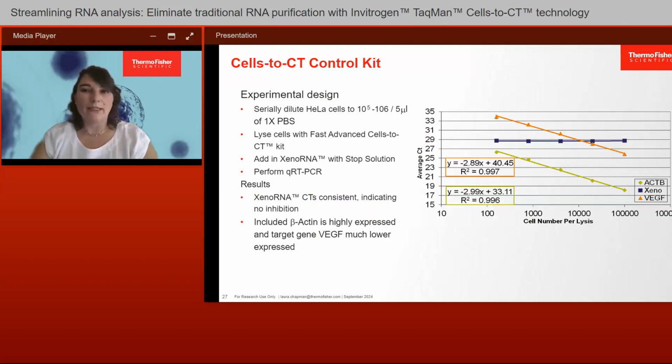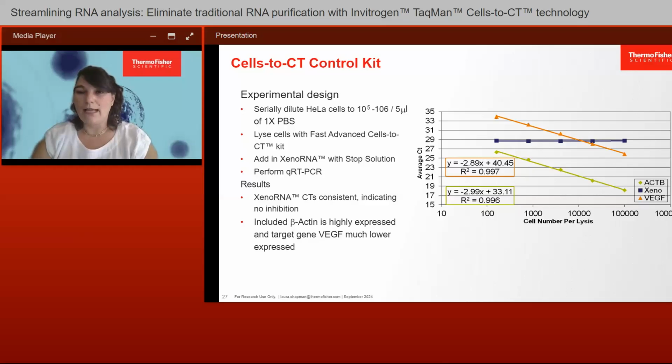And so this is an example of the experimental data that you would see whenever you were using the xeno-RNA as your control RNA. In this particular experiment, we serially diluted HeLa cells from 10 to the 5th down to 10 cells per 5 microliters of 1x PBS. And then we lysed with the fast advanced cells-to-Ct lysis buffer, and then performed RT-qPCR for beta-actin, which is the housekeeping gene that's included in the kit, the xeno assay, which is included in the kit, and then our gene of interest here, which was VEGF.